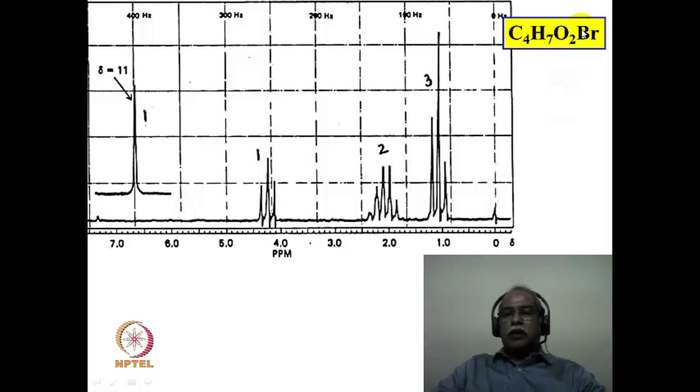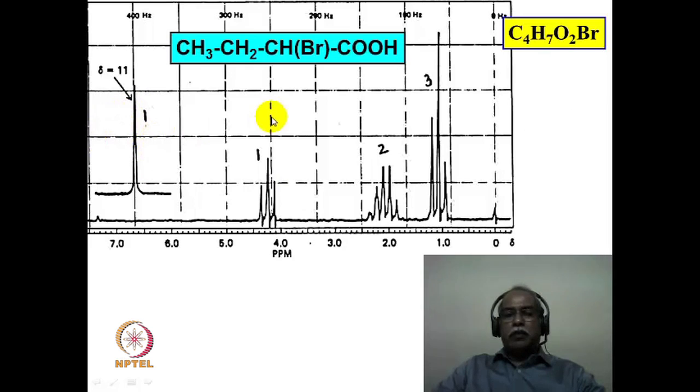One of the substituents could be bromine. From the molecular formula you can see that. The other substituent could be COOH. So it is a fairly simple molecule. Alpha-bromobutyric acid is the molecule. Now having got the structure, we can go back and interpret the spectrum.